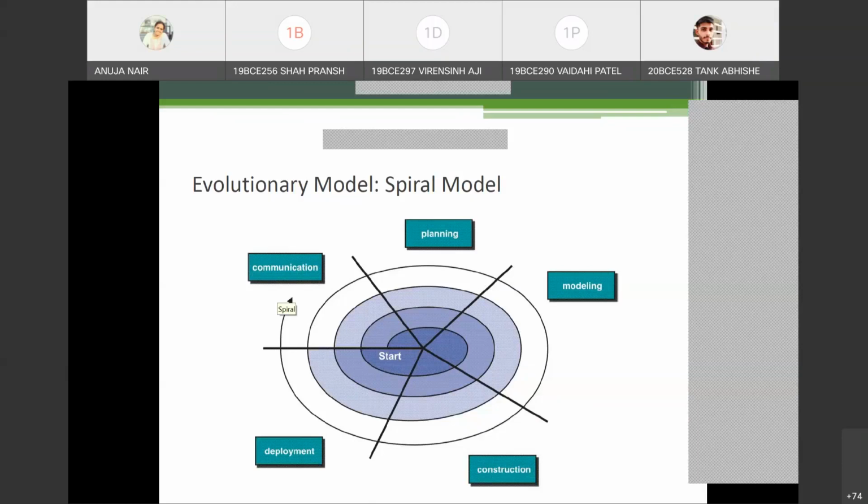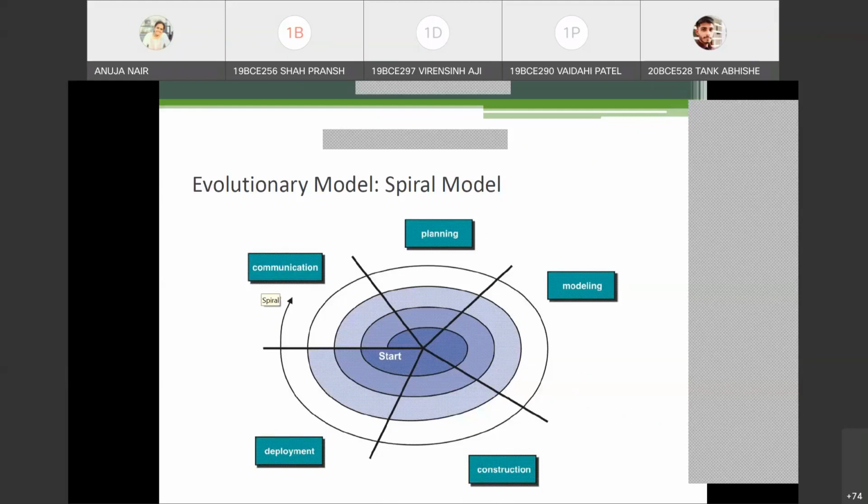Communication means what? Requirement gathering. Planning means what? Again, it is kind of a feasibility study. आप पूरा plan कर रहे हो. Modeling means what? Analysis and design. Construction means what? Implementation and testing. Deployment means what? Deployment will remain the same. Deployment and maintenance, right? So the name again changes because it is a separate model which is proposed by someone. So the name changes, but the meaning remains the same.